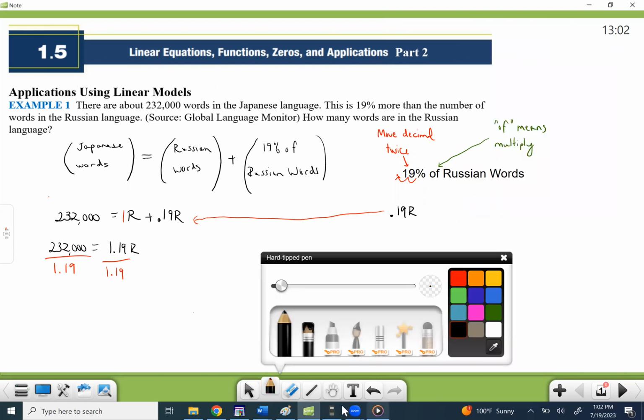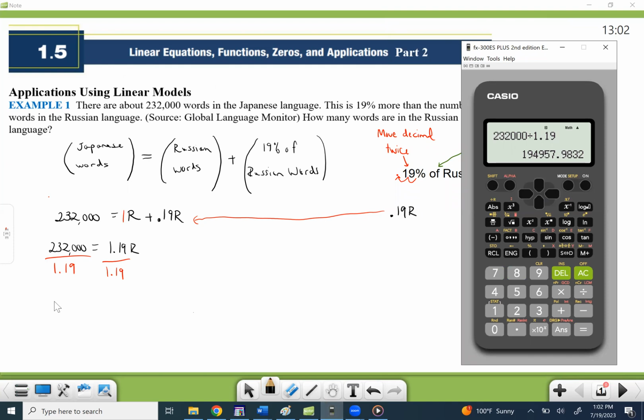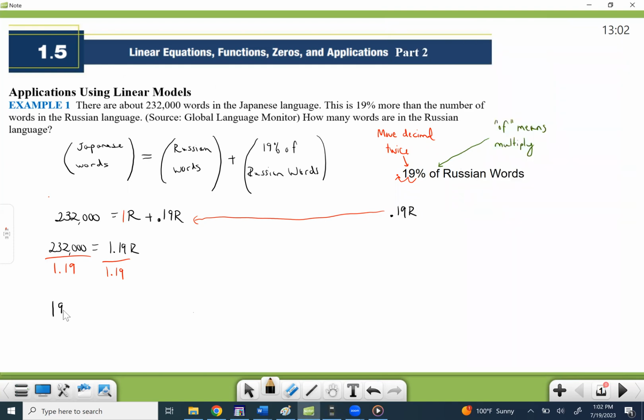Oops. Sorry, let me put back up my emulator. We got 194,957.98. Now I'm just going to consult the book to see what it wants to do with the rounding situation. They just said there are about. Let me just check and see. Yeah, they have the same math and they just rounded it up to 195.